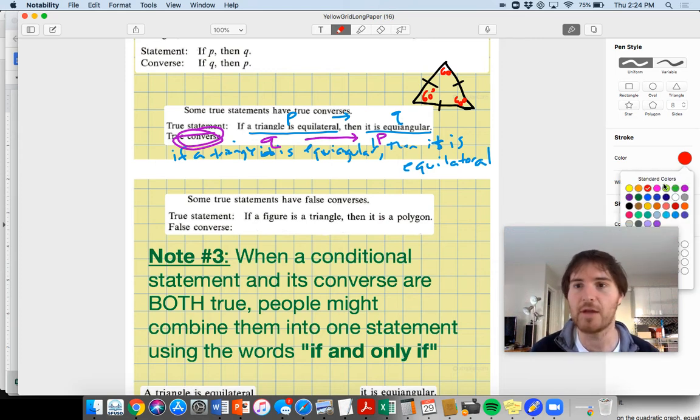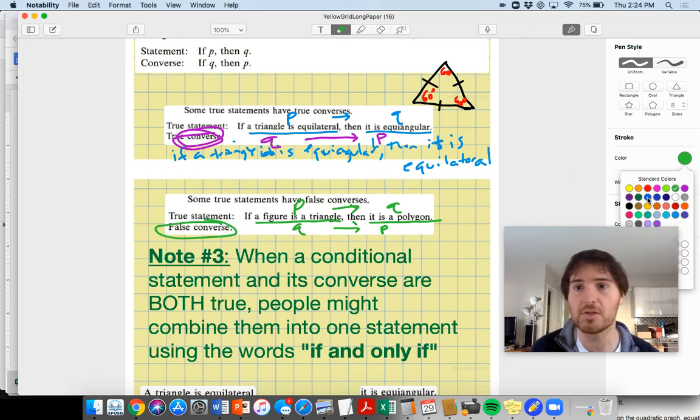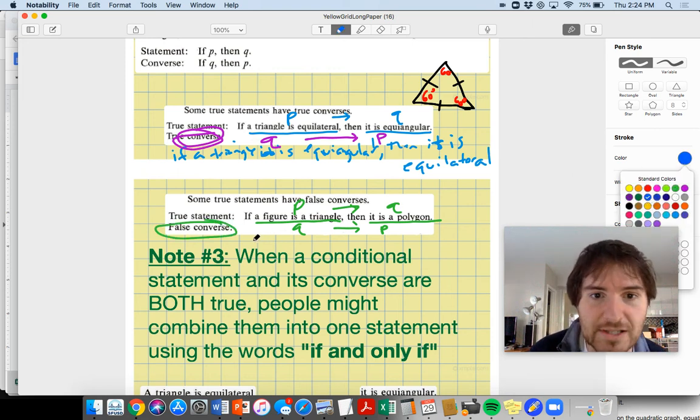Let's get some practice, friends. I think you know what to do. Let's do if P, then Q, okay? This is our P: a figure is a triangle, then it is a polygon. So we need to write if Q, then P, right? That's the converse. And it's going to end up being false here. They're already giving us that it's false. So our Q was, it is a polygon.